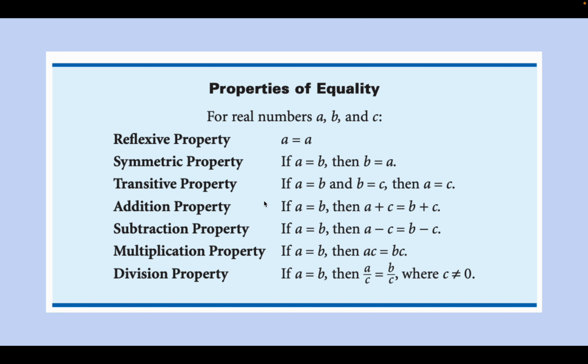Transitive property, they both equal the same thing. Therefore, the two separate things must also equal each other. It is a different concept. You should not get this confused.